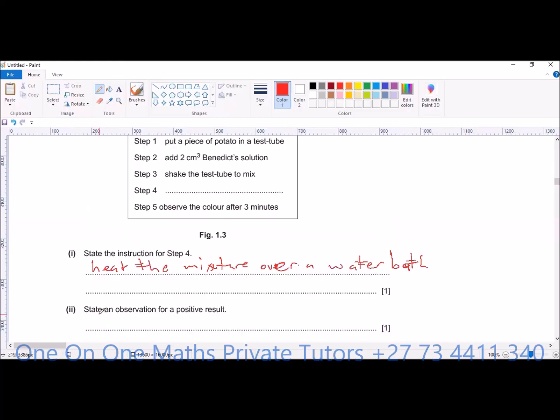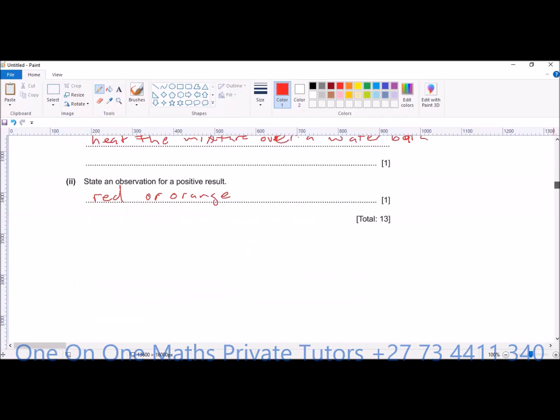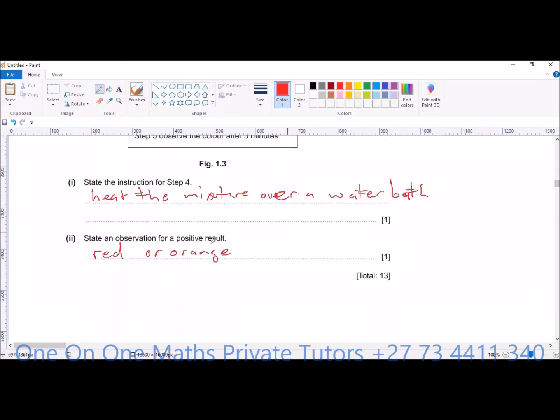State an observation for a positive result. You might get a red or orange color. Okay, those are the colors you are supposed to get. All right. And that is it for this question.